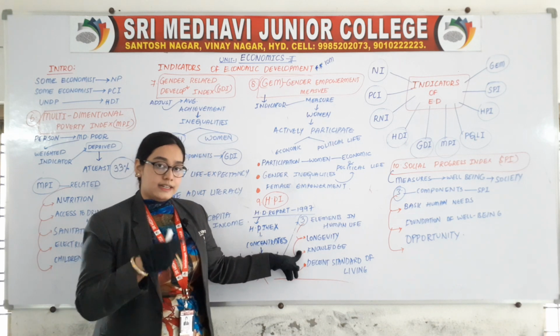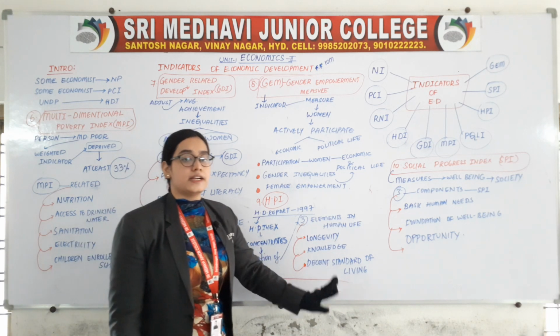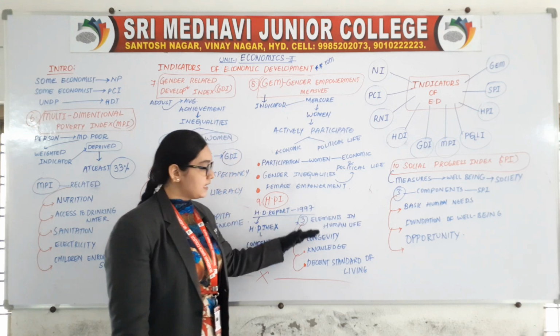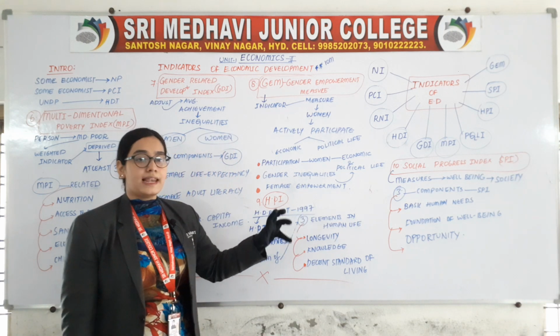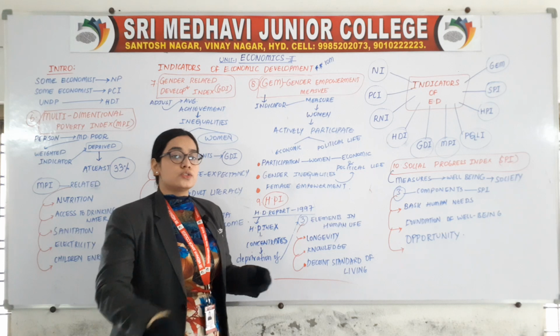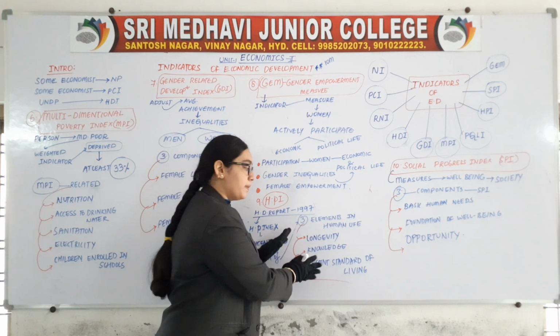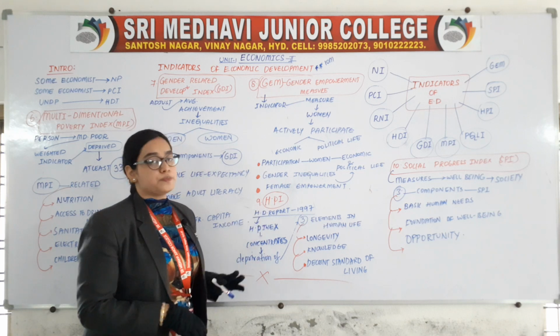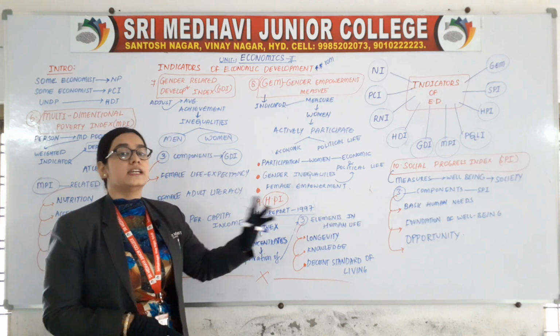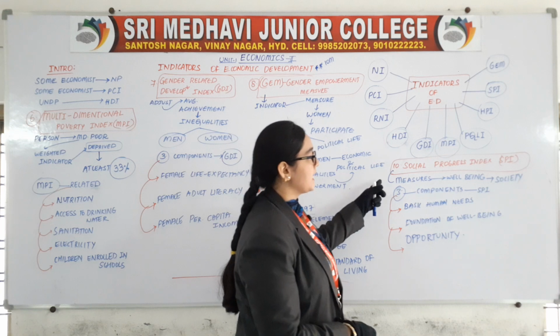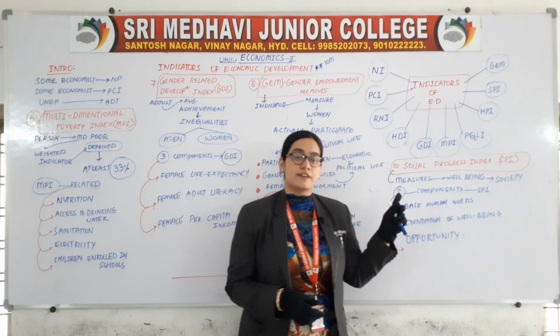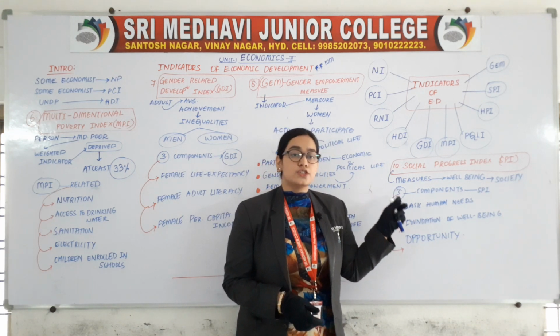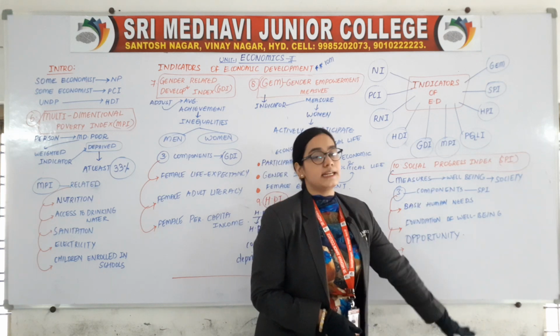Then knowledge related with education, and decent standard of living. These are the three important elements in human life. So any person must not be deprived of these three things. This is made sure by HPI, that is Human Poverty Index. So the last side heading is left, that is SPI, Social Progress Index.